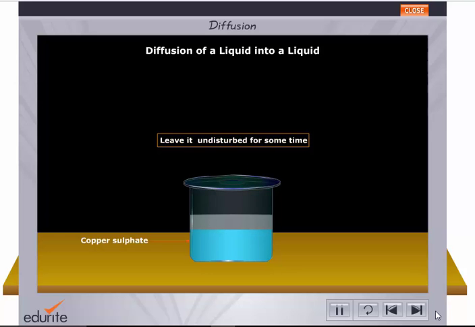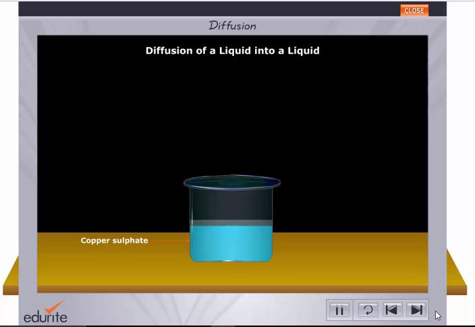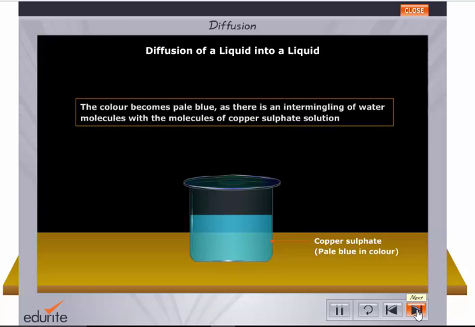Initially, water floats on top of the copper sulfate solution as it is less dense. After a few hours, we see that the blue copper sulfate solution becomes pale blue in color. The color becomes pale blue as there is an intermingling of water molecules with the molecules of copper sulfate solution.